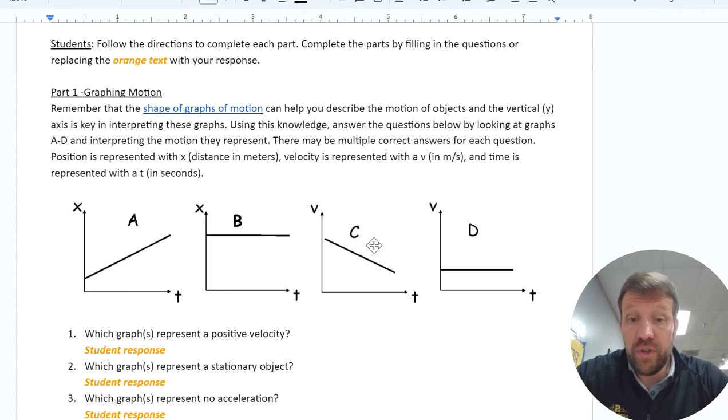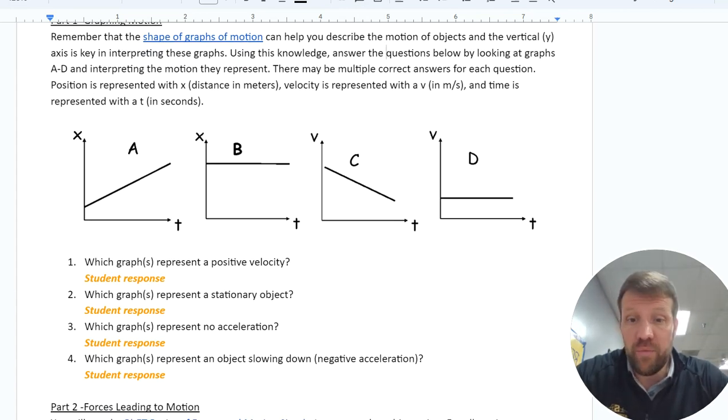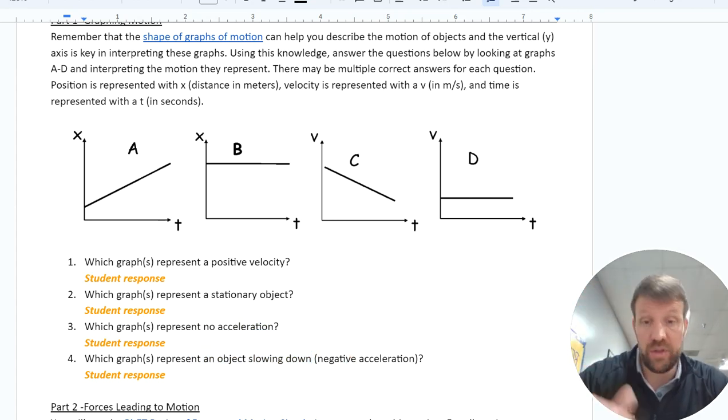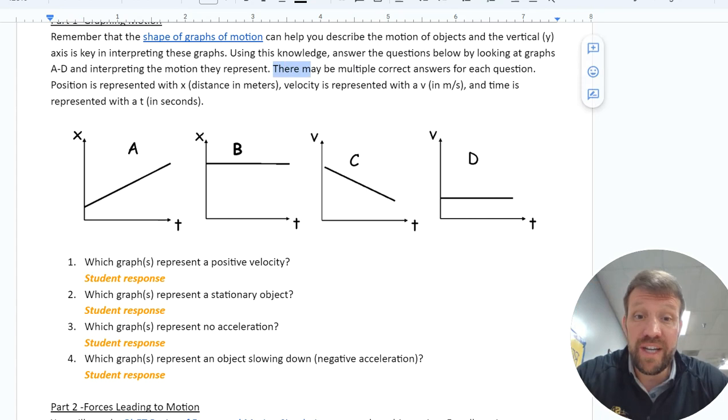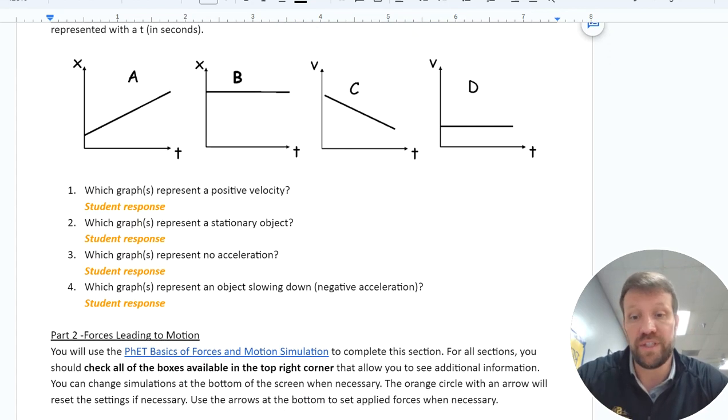It's really important as you look at these graphs and consider what's happening in them. So I want you to tell me which one is a positive velocity, which one's a stationary object, which means it's not moving, which one is not accelerating, okay? So that could be also not moving or going at a constant speed. And then which one represents an object slowing down, so it would be going from a high velocity down to a lower velocity. I also want you to note here, there may be multiple correct answers for these. Some of them, there are definitely multiple correct answers. So consider that too, please.